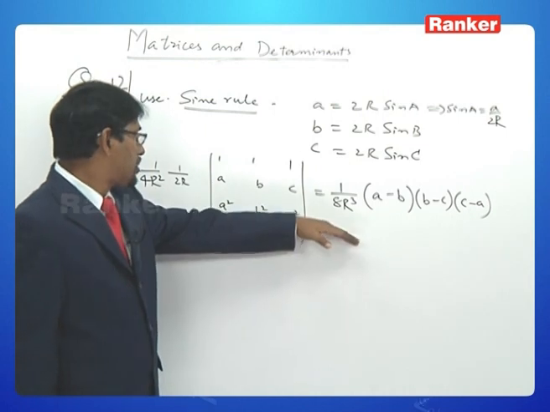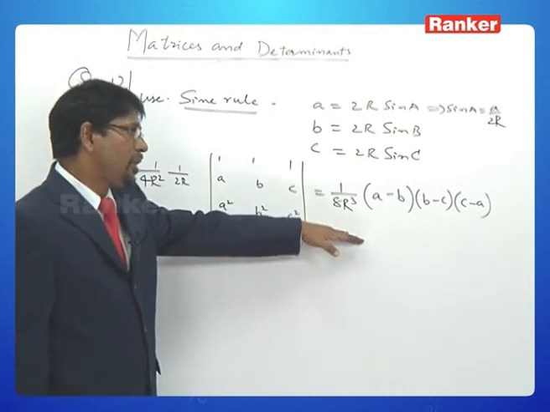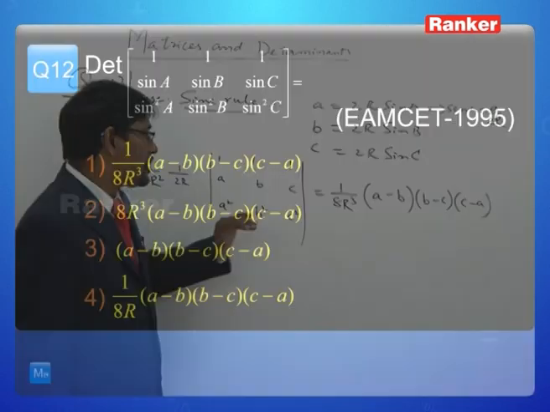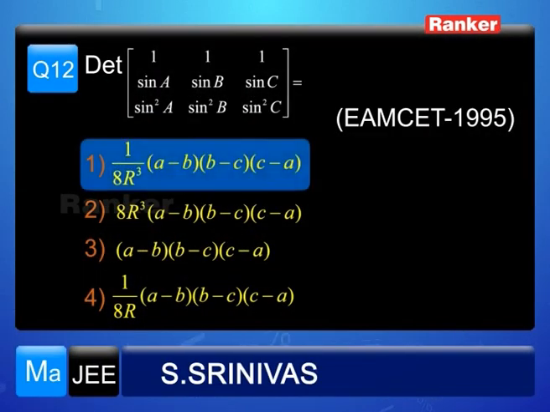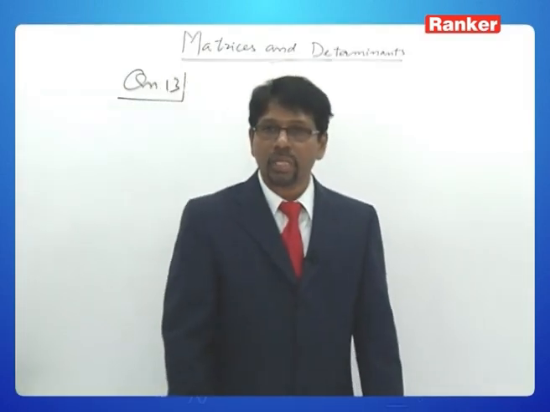And that's 1 by 8R cube into (a minus b) into (b minus c) into (c minus a). Is this the right option here? So the answer is 1. Clearly, answer is 1 there. Okay, let's move on to the next question.